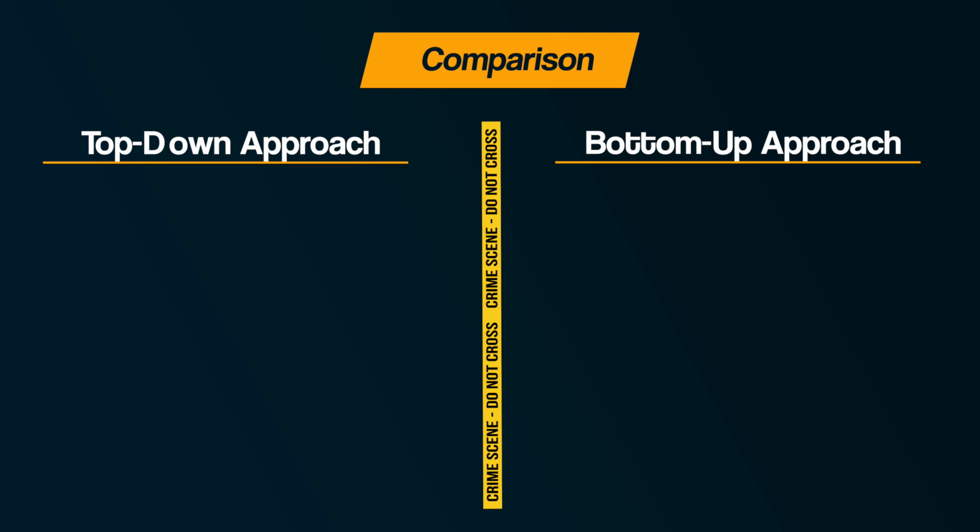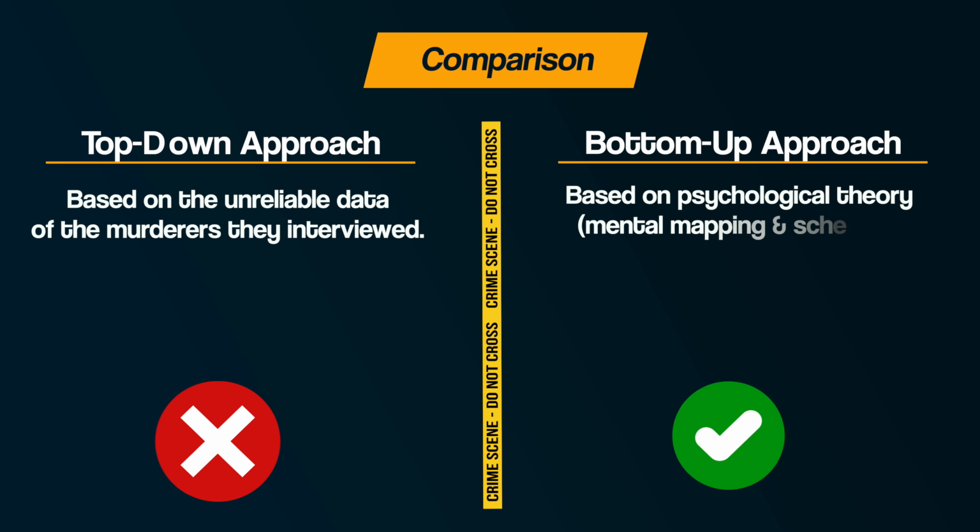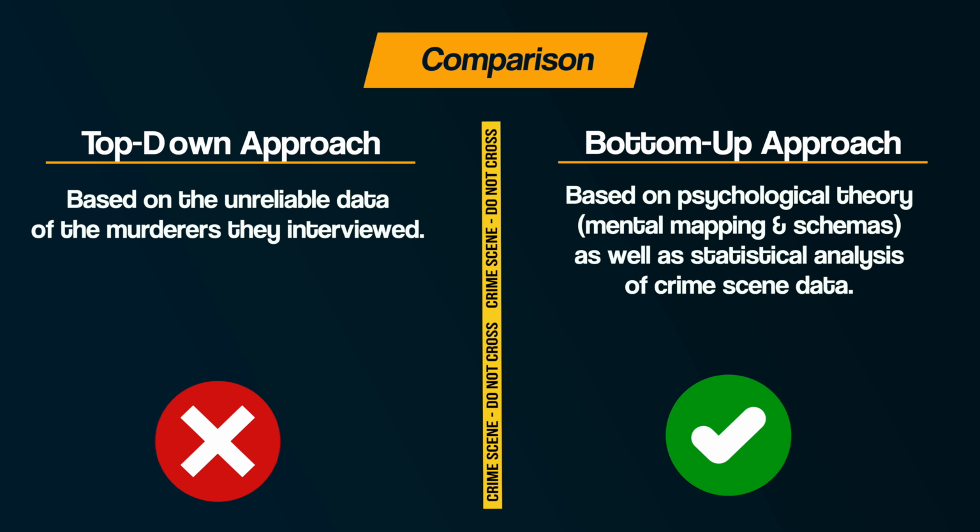Firstly, the FBI's top-down typology approach is based on the arguably unreliable interview data of the murderers they interviewed, as well as the intuition of the profiler. In contrast, the bottom-up approach is based on psychological theory, as seen in mental mapping and schemas, as well as statistical analysis of crime scene data. This allows it to be more objective and scientific in its attempt to create an offender profile.